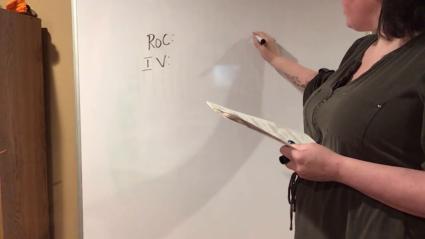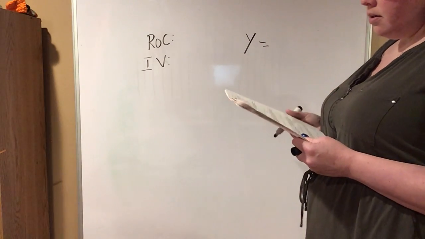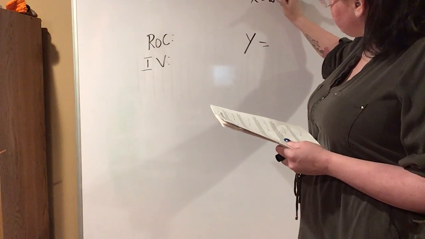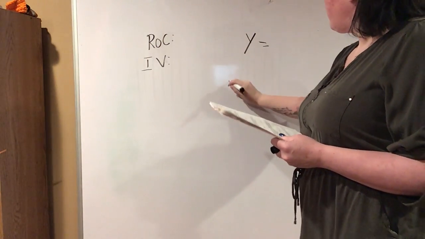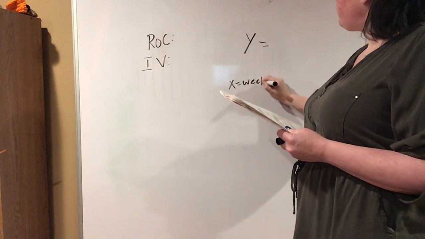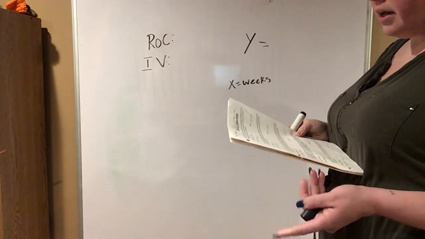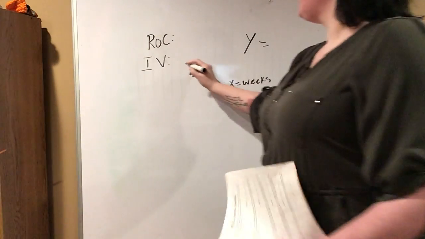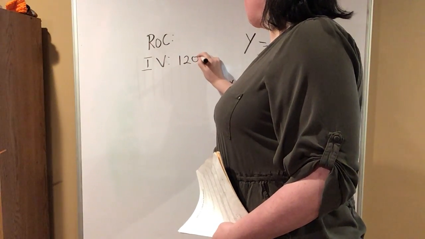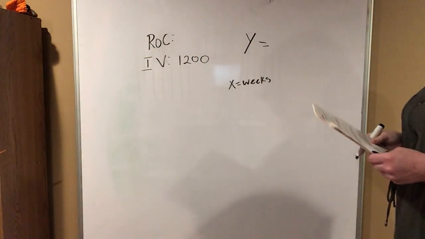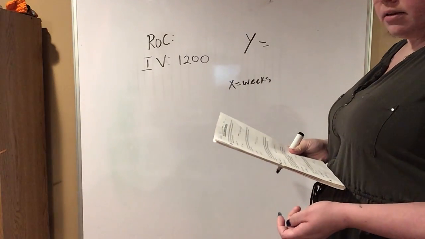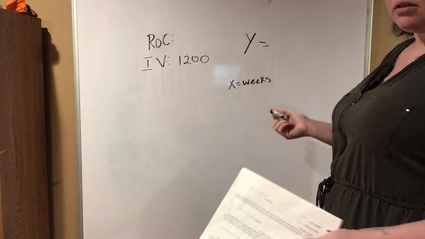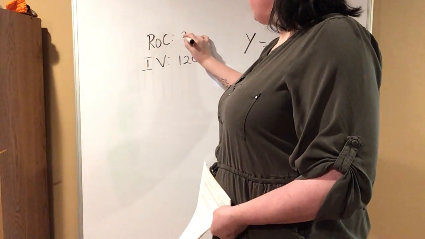So our equation is over here, so we need to know Y, depending on how many weeks you work. X is going to be our weeks. So X equals weeks. Okay? So reading through that, it says you have $1,200. Right there, they gave us our initial value. And then they said you're depositing money at $320 from your job into your account every week. So our rate of change is $320.